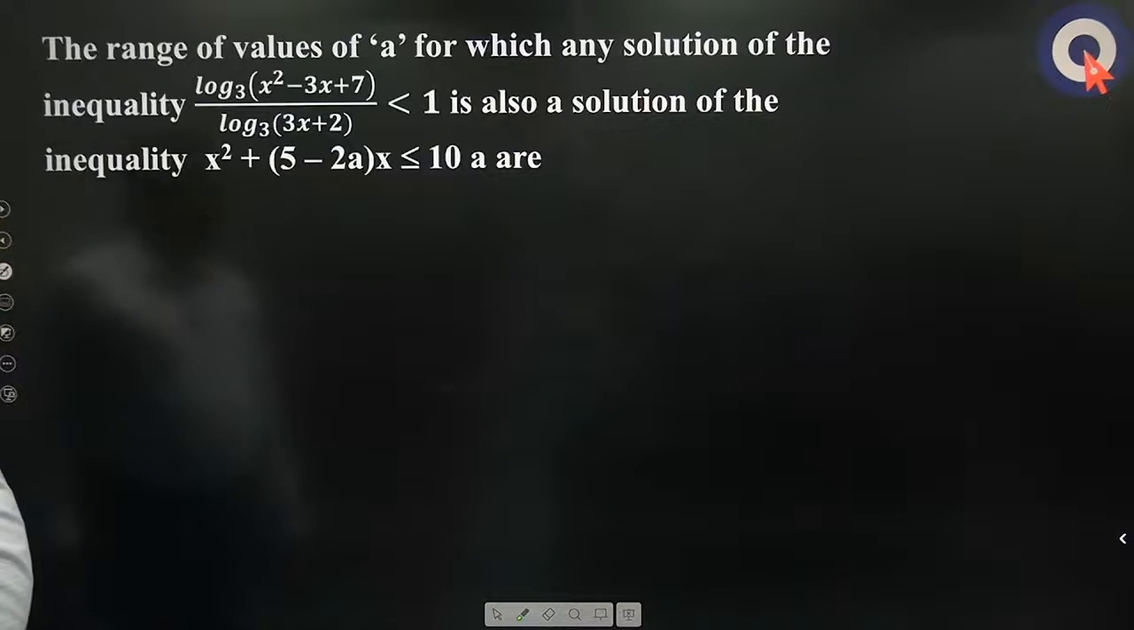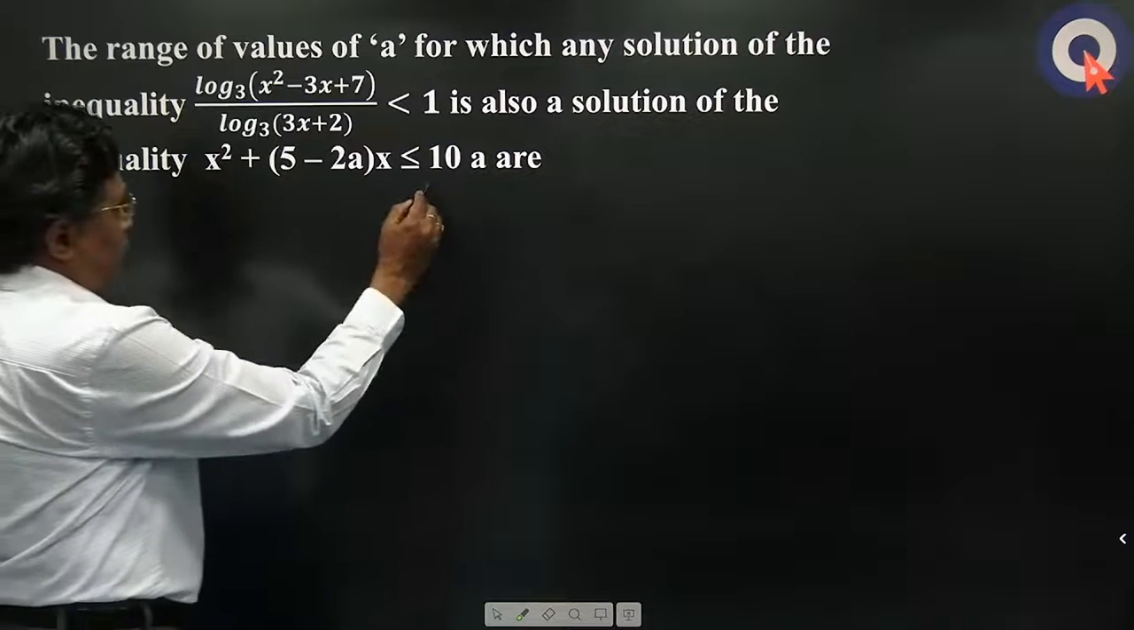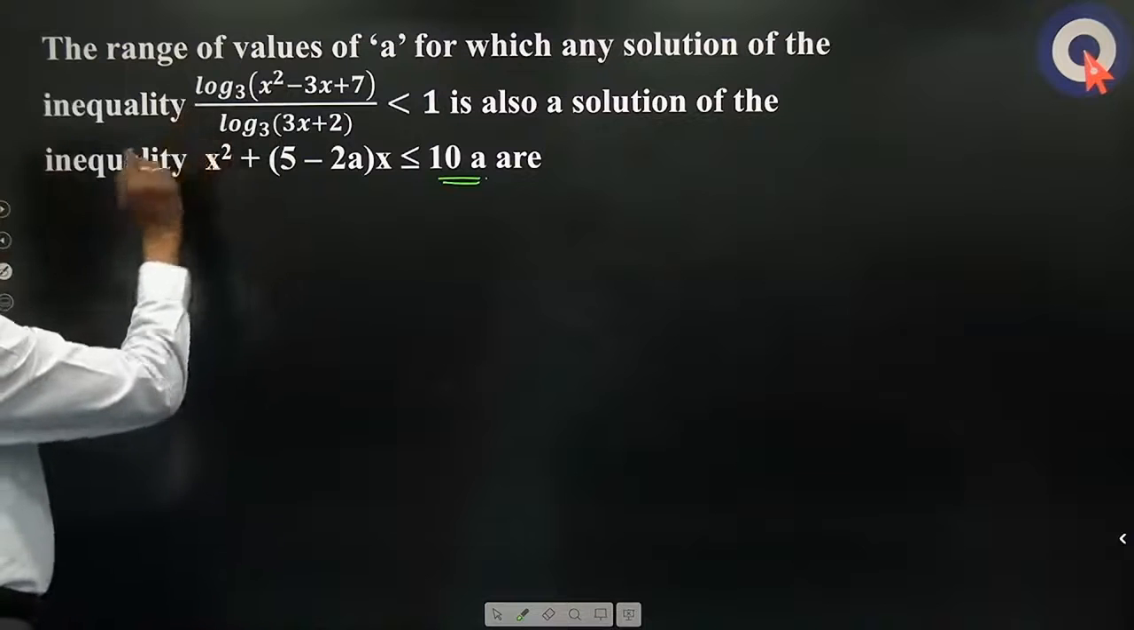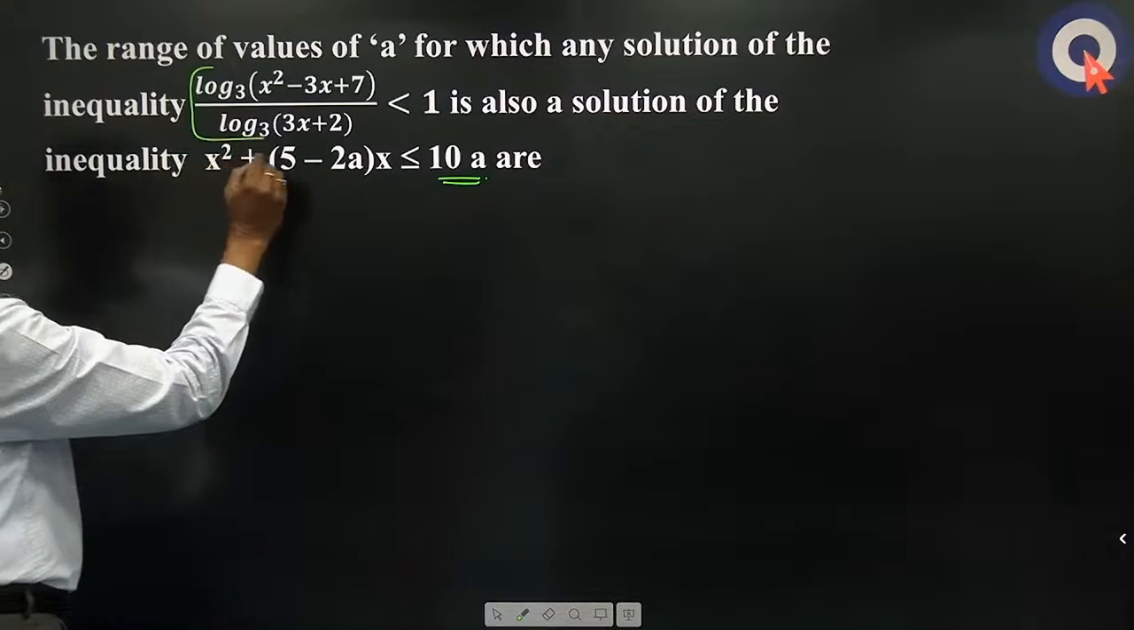The range of values of a for which any solution of the inequality log of (x² − 3x + 7) to the base 3 by log of (3x + 2) to the base 3 less than 1 is also a solution of the inequality x² + (5 − 2a)x is less than or equal to 10a. So this is 10a. All right. So we'll first talk about this particular inequality.